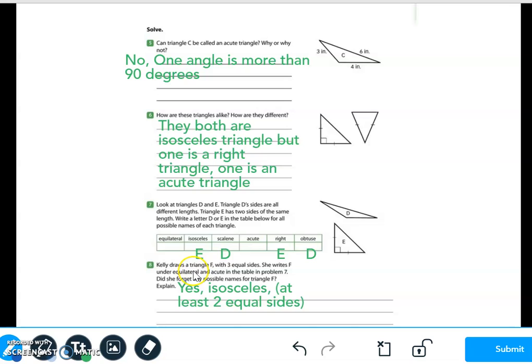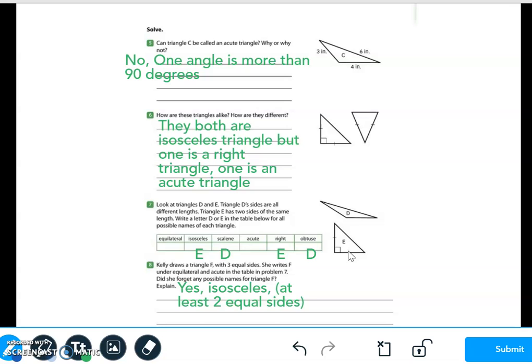For 8, it said that we had a triangle with all 3 equal sides. So we know that it could be an equilateral because it has all equal sides. It could also be acute because all of the angles are the same. So that means all of the angles will have to be 60 degrees, because it has to add up to 180.